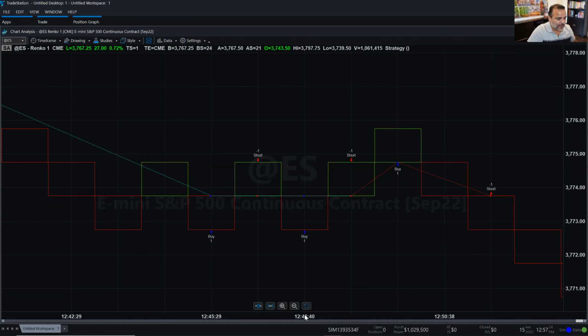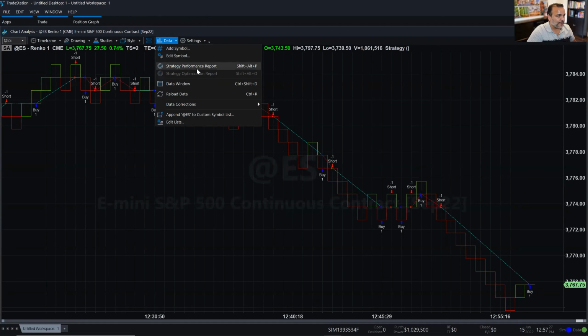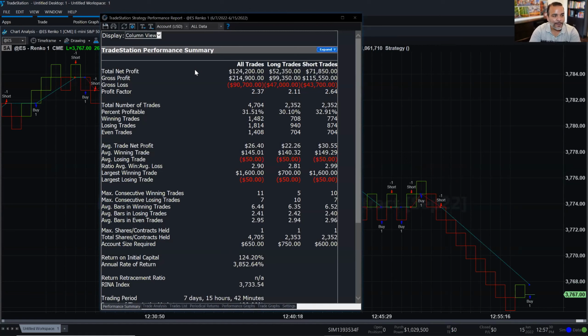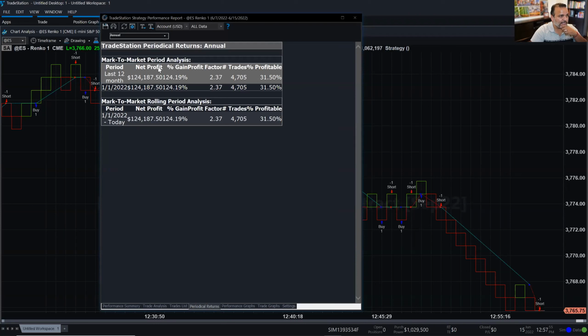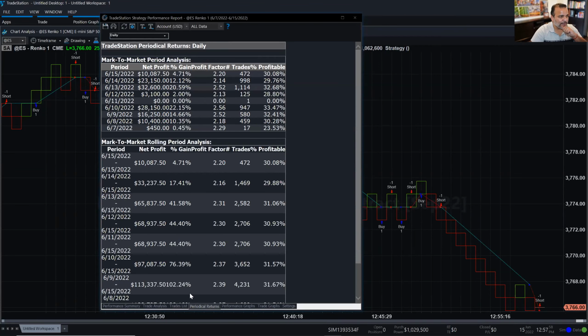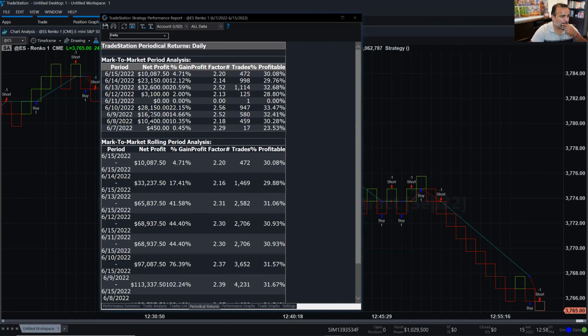And if I go back to my strategy performance report, data, strategy performance report, take a look at the number of trades. This is a strategy that is trading 4,704 times in a span of 5 days. Now let me go to the trade analysis, because here it tells you total number of trades. If I go to the periodical returns, and I set this to a daily return. Let's see, daily.